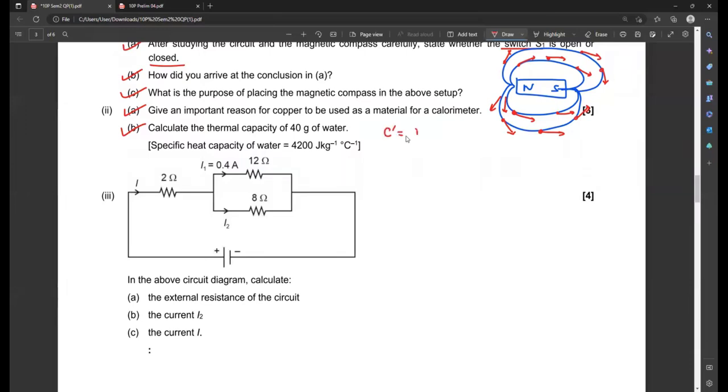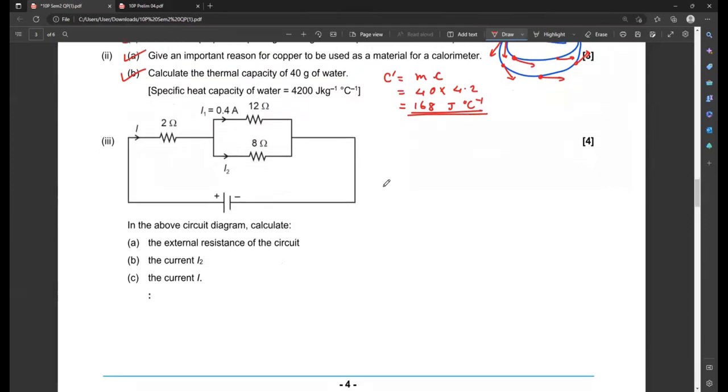So thermal capacity is mass times specific heat capacity. So this is 40 multiplied by 4.2. So this will give us 168 joule per degree Celsius. Okay, so this is the thermal capacity.